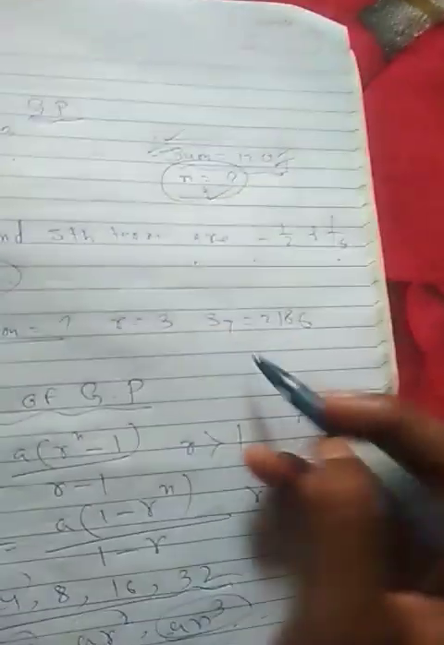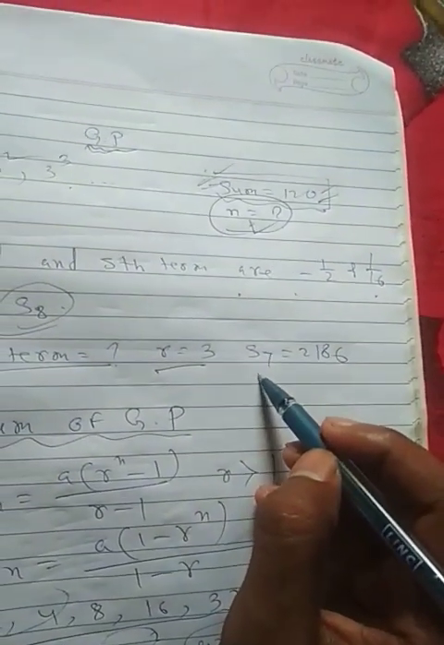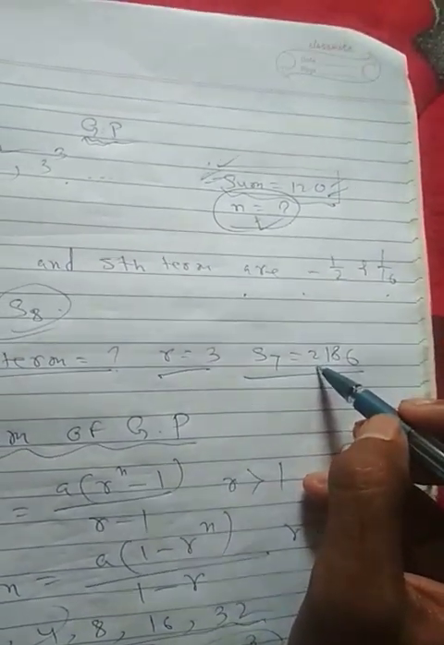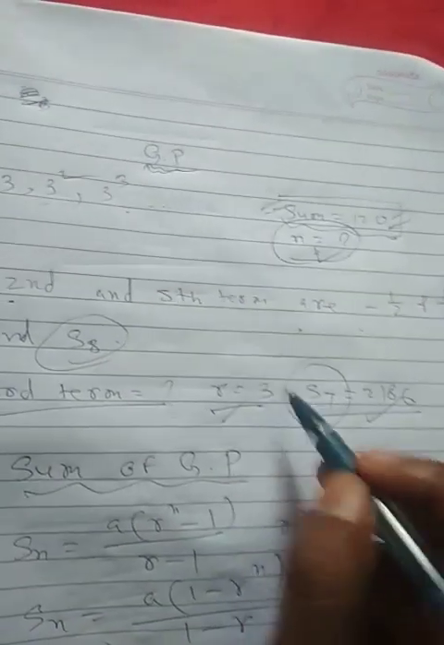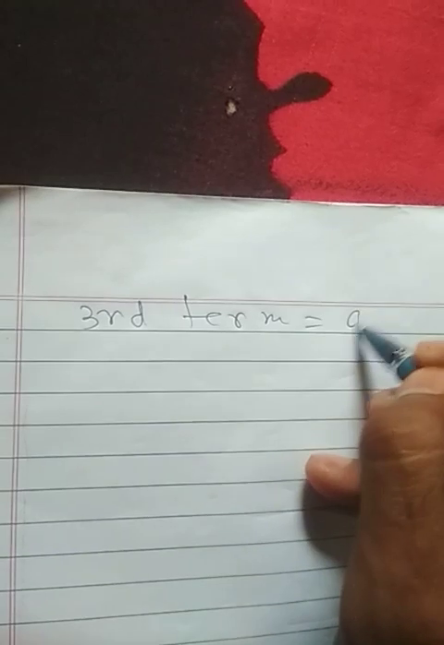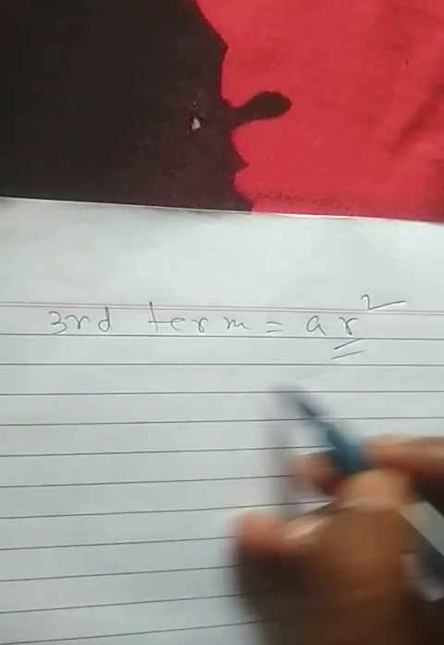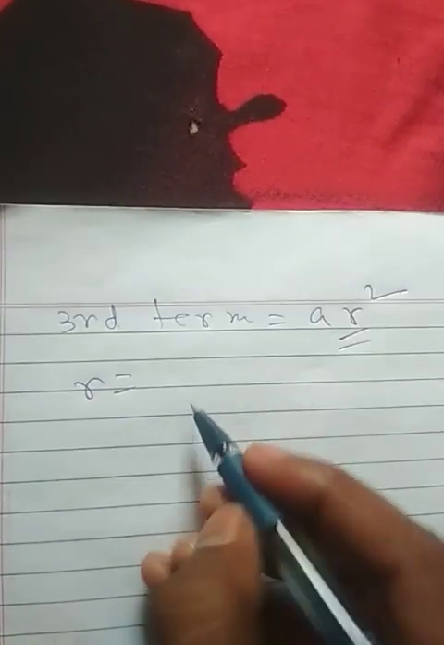Okay, let's check one more math. Third term, you have to find out the third term where it is given R is equal to 3 is given and S7 equal to 2186. That means sum of 7 terms is given, R is given, you have to find out the third term. First you have to know third term means what? Third term is AR square. You already know the R. Value of R is given. What is that? 3. R is 3. That means you require A.